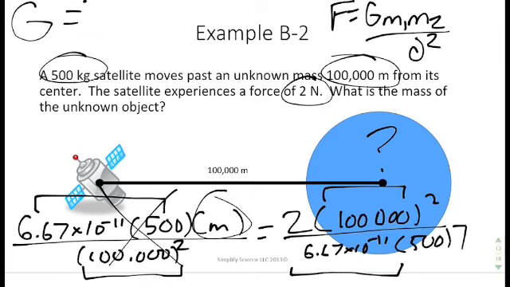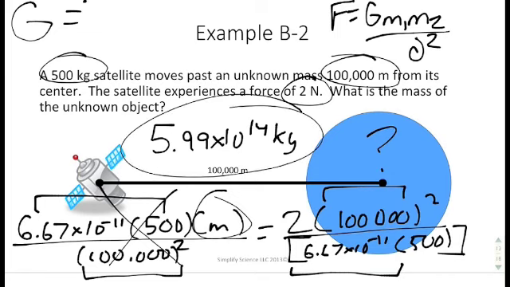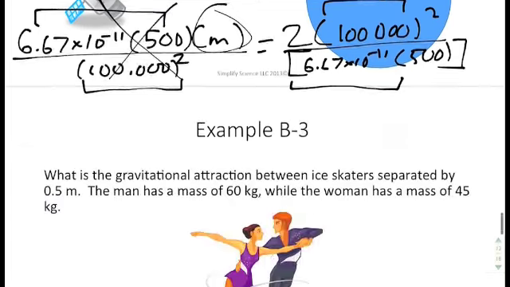Now whenever you do this, make sure you put that bottom part in parentheses. And when you do that, you should get that the mass of this asteroid is approximately 5.99 times 10 to the 17th kilograms. Now it's really important that you do this calculation. You need to be able to do it on your calculator whenever you have a quiz.